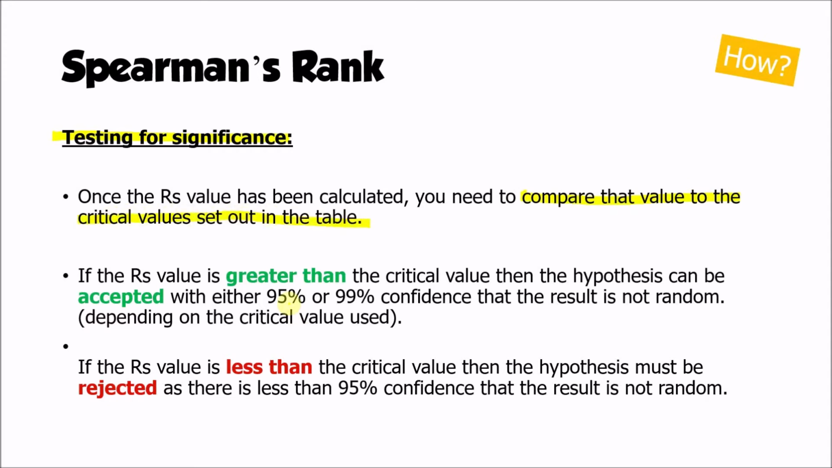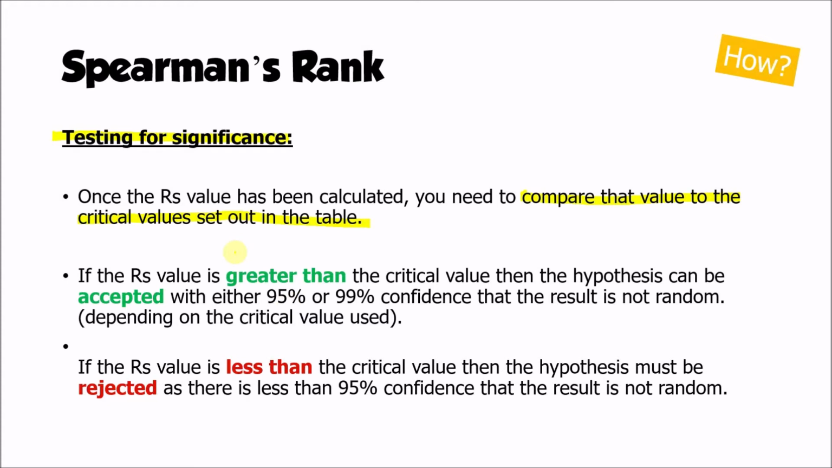That table is always the same. You can look up examples of it online. In an exam context, you would always be given the critical values, and it's simply a case of comparing your result to those values. And two things can happen.